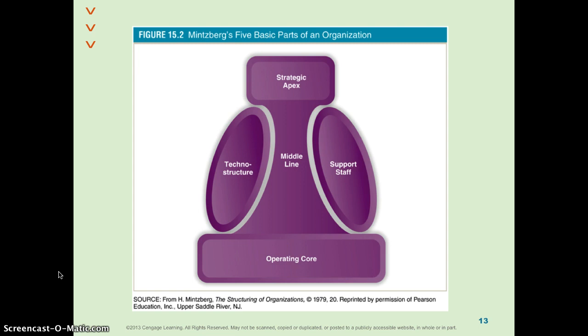Mintzberg identified the parts of the organization in this form. Your strategic apex is basically your top echelon, your CEOs. You have your middle line that goes down into your operating core, which is where the work is done for the product that gives you the profit. And then you have a techno structure and a support staff supporting and affecting that.